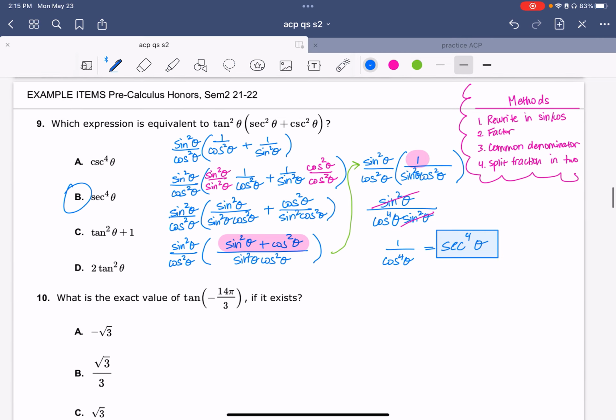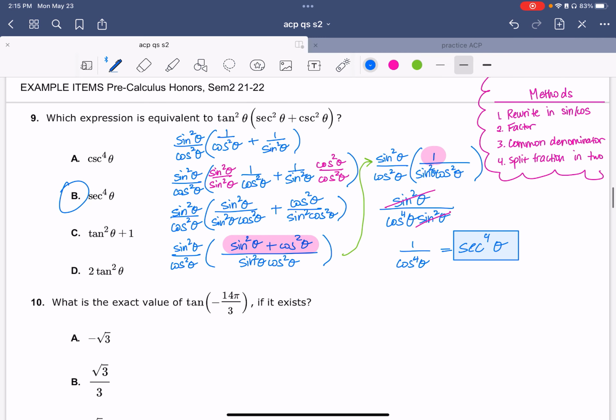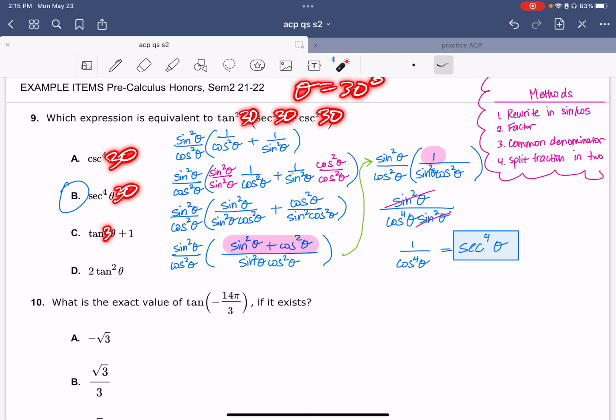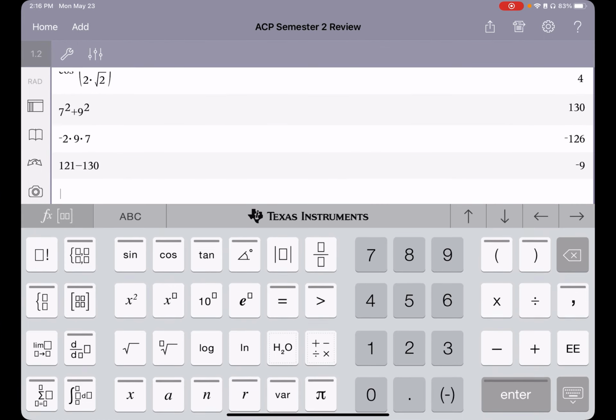Let's say you forget how to do all of this. You don't remember the methods. You don't know how to use your trig identities, any of that. One way that you can try to salvage yourself is by putting an angle in for theta. So let's say you just say theta equals 30 degrees. Everywhere you see theta, you're going to plug it into the calculator using 30 degrees. And then you're going to see which decimal is exactly the same. So let's practice doing that.